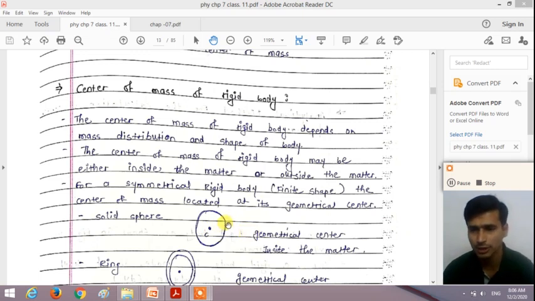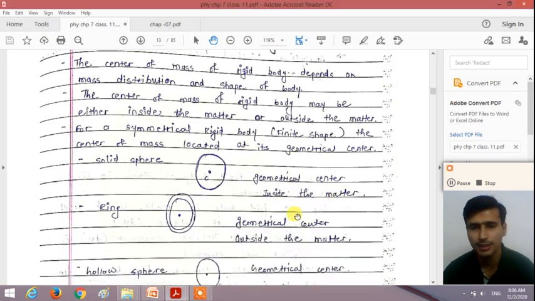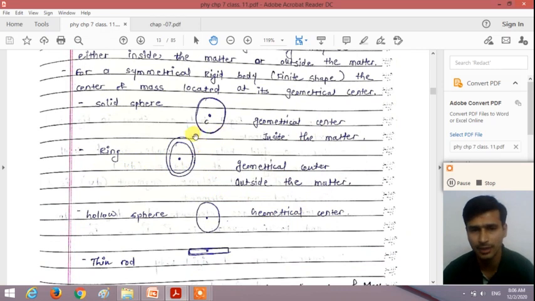So dear student, the location of the center of mass in the solid sphere is at the geometrical center and inside the matter. Similarly, if you consider a ring, the center of mass of a ring is at the geometrical center, but in the case of the ring it is outside the matter, because the location of the center of mass is outside the matter. Similarly, for a hollow sphere, the center of mass is at the geometrical center, but it is outside the matter. The center of mass of a thin rod is at the geometrical center and inside the matter. And for the cube, the center of mass is also inside the matter and at the geometrical center.